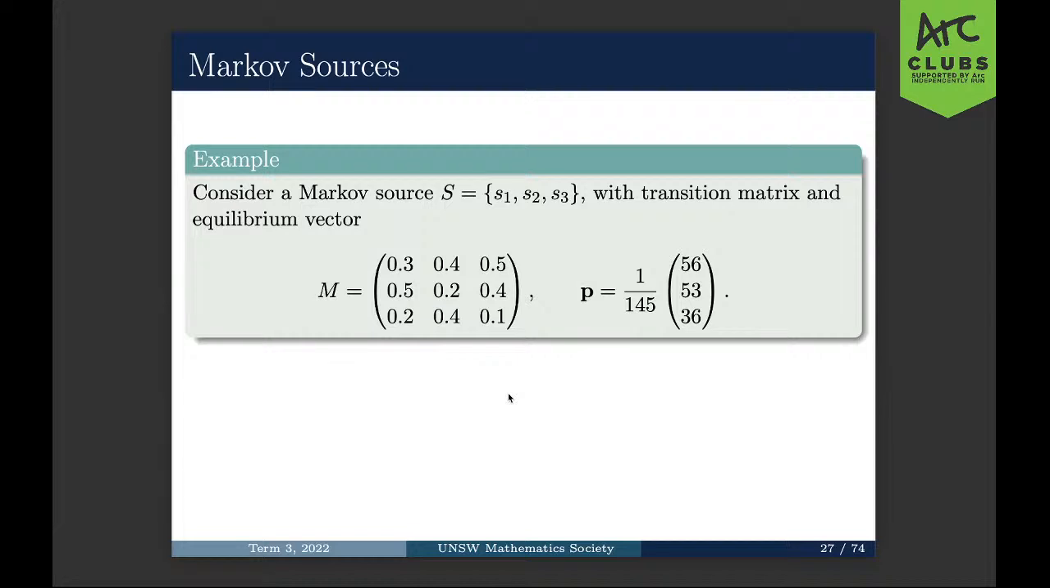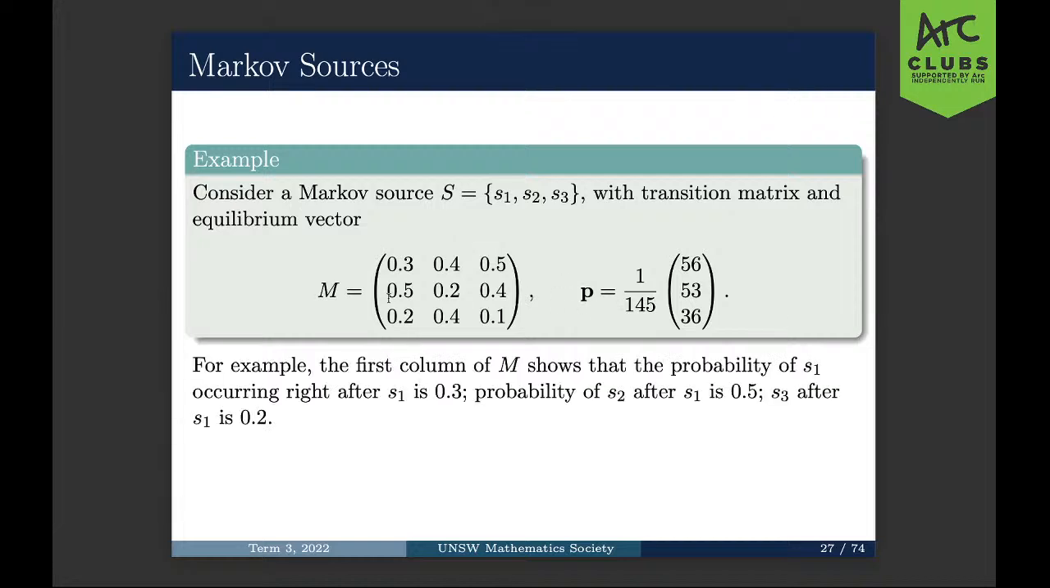Okay, so we have a Markov matrix, a transition matrix here for the three symbols, and this equilibrium vector. The first column of M shows that the probability of S1 occurring right after S1 is 0.3. It's like the conditional probabilities if S1 came before the symbol. So S1 after S1 is 0.3, S2 after S1 is 0.5, and S3 after S1 is 0.2.